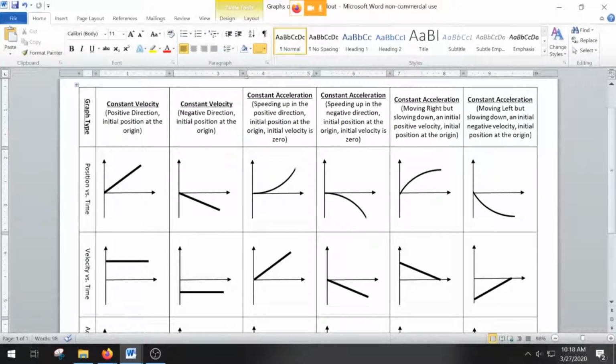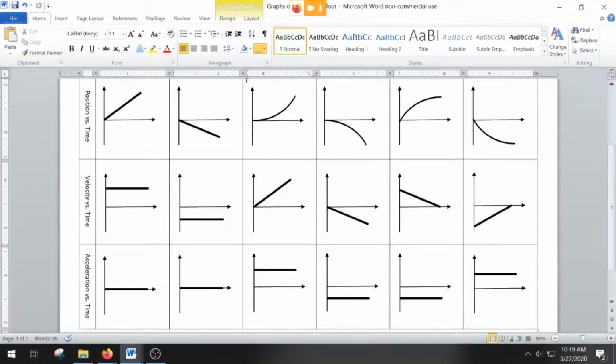This would show something with a constant negative velocity. This would show something that has positive constant acceleration. This shows something that has constant negative acceleration. Again, you got negative acceleration here, and you got positive acceleration here. So you always want to think about what the slopes tell you.